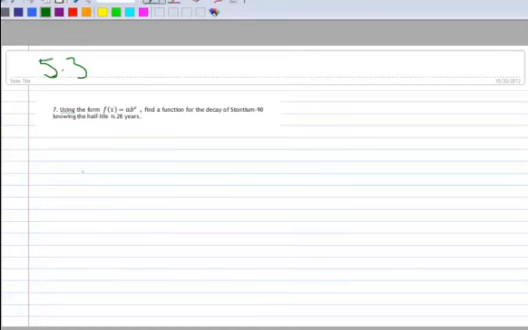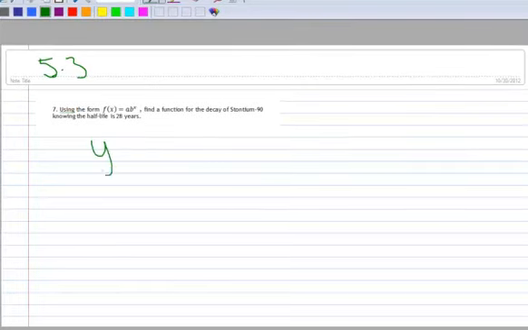All right, this example, and this is our last one, is an example of why I showed you how to convert from the half-life formula to the exponential form. So we want to use the form y equals, or f of x equals a times b to the x. We want to find a function for the decay of strontium 90, and we know the half-life is 28 years.